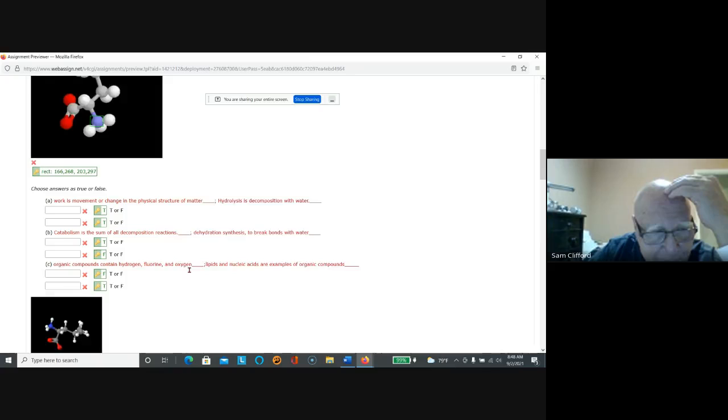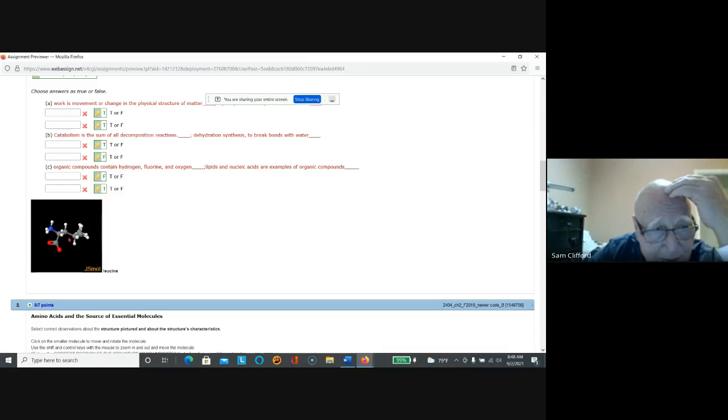So if we look at this amino acid, we can now move it around. So you can see the amine group, the carboxyl group, and the chain of carbon and hydrogen. So amino acids are essential. We get them from our diet. We have to eat amino acids produced by plants.